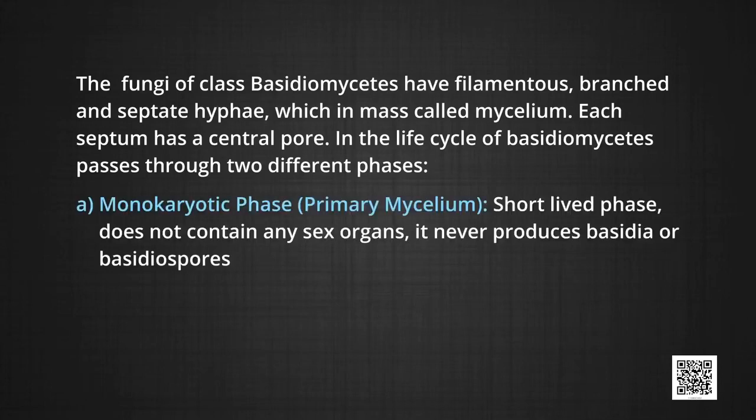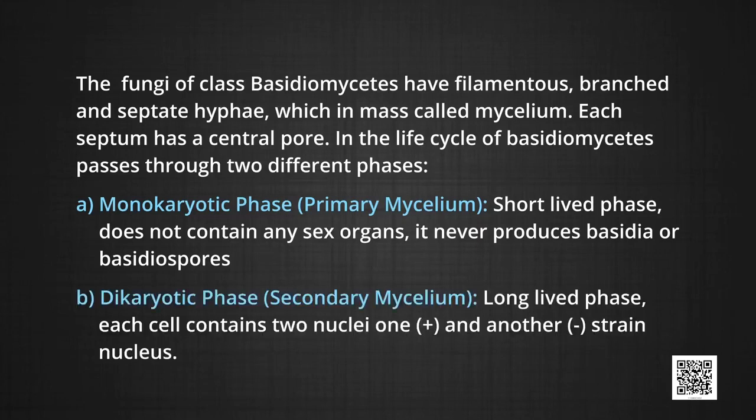First, the monokaryotic phase, which is the primary mycelium. It is a short-lived phase, does not contain any sex organs, and never produces basidia or basidiospores. Second, the dikaryotic phase, the secondary mycelium, which is a long-lived phase. Each cell contains 2 nuclei, one plus, meaning positive, and another minus, negative strain nucleus.